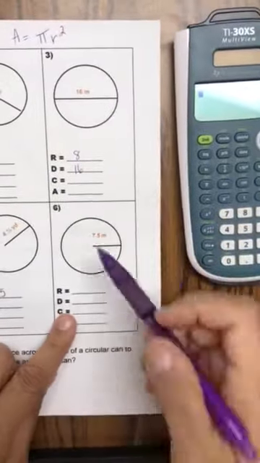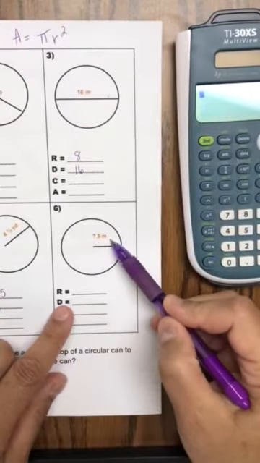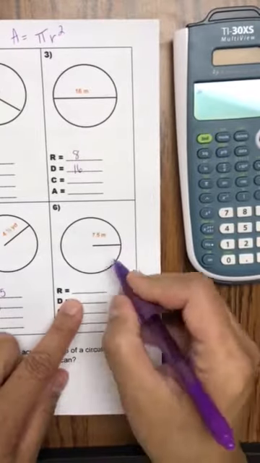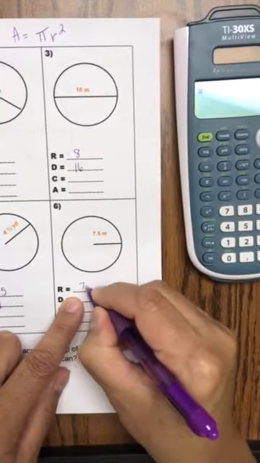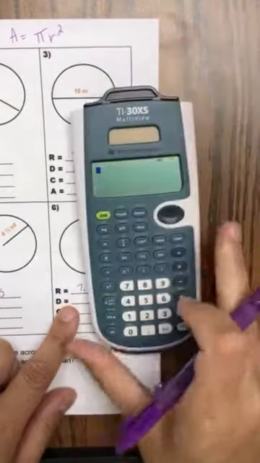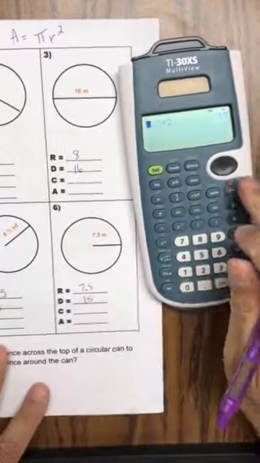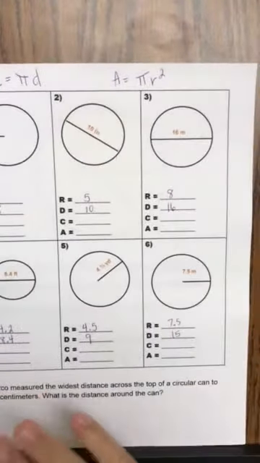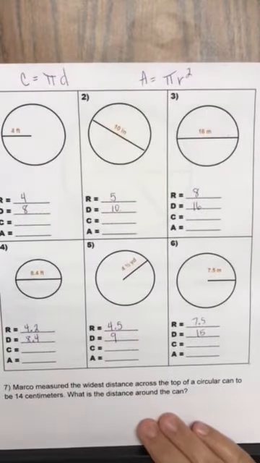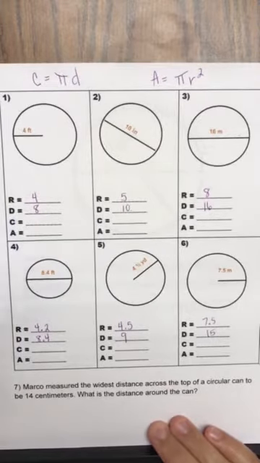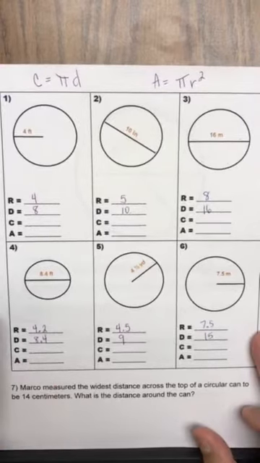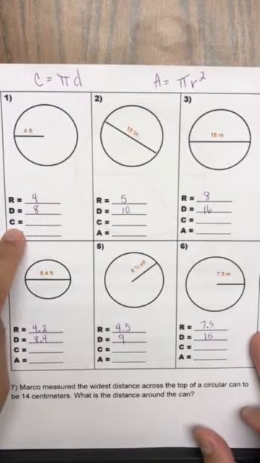And then for this last one, number 6, I have 7.5 meters. That's my radius. And then I double that. 7.5 times 2 is 15. Okay, so I took a moment to pay attention to whether or not the problem was giving me a radius or a diameter, and I just wrote that down first. Now I can go back and solve each one of these for circumference and for area.